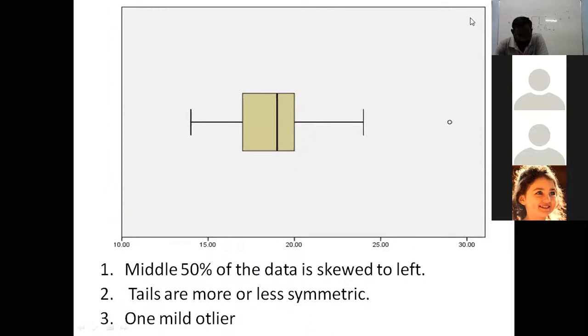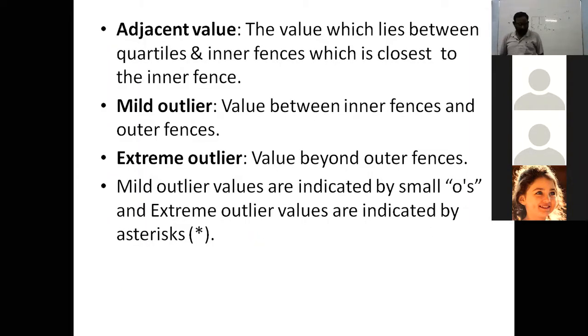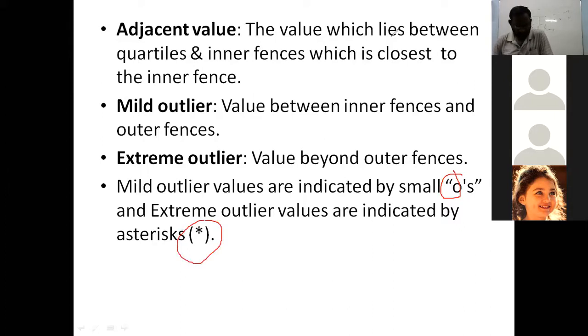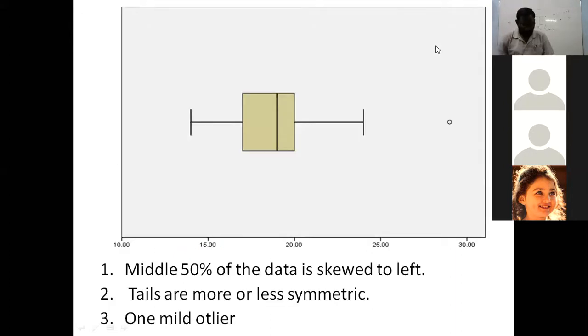Okay. Right. Any questions on this? So the mild outlier we indicate by putting a circle. Extreme outlier we put by an asterisk. So you see here, this is how we indicate mild outliers, and extreme outliers we indicate by that. You can read that. So this is actually the diagram for our example.